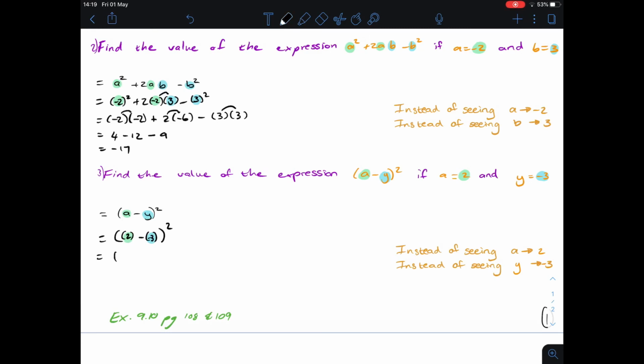Now I'm going to work from the inside out. So I'm going to keep my brackets and I'm going to keep it squared. So the 2 stays where it is, and a negative times a negative 3 is a positive 3. Then again, I'm working from the inside out. So 2 plus 3 is actually 5, and then that's 5 squared. So 5 squared is 5 times 5, and 5 times 5 is 25. So my answer is 25.